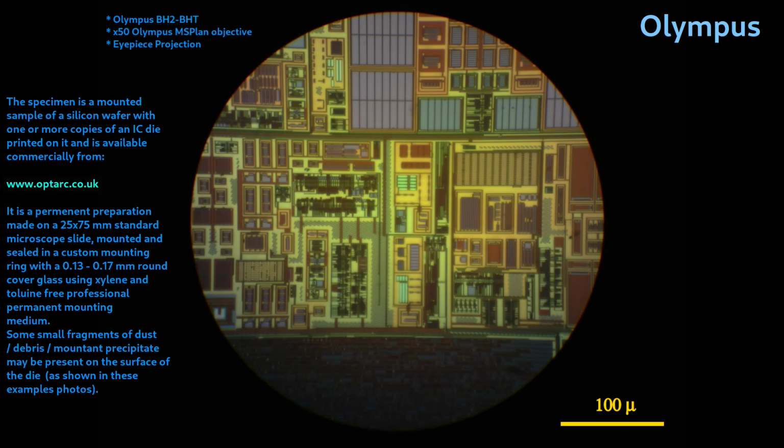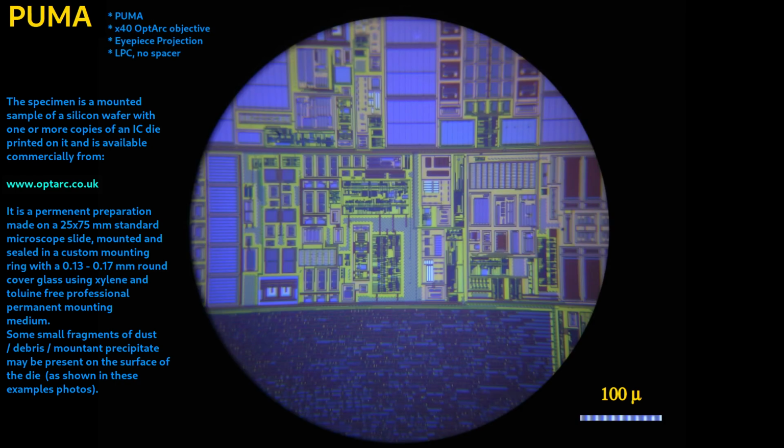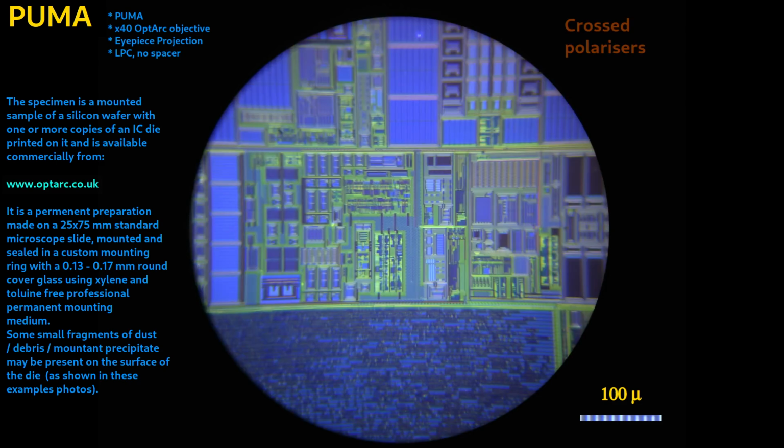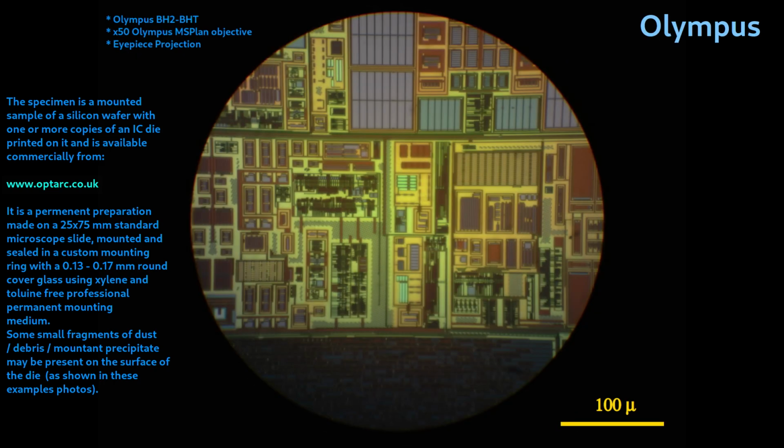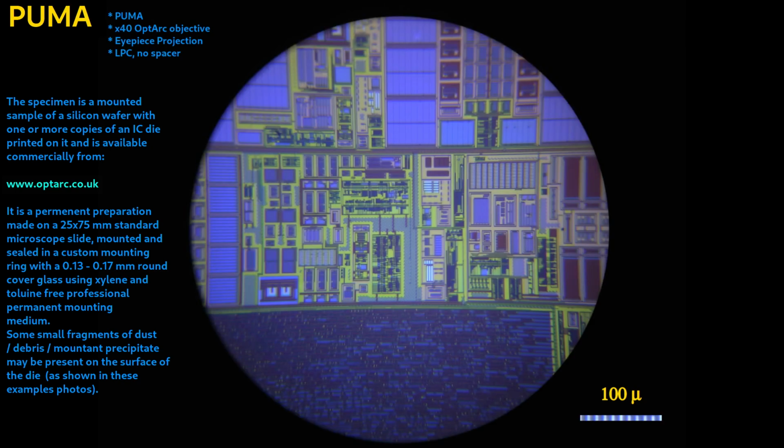In general, you can see that the Olympus MS plan objectives have superior planarity to the general-purpose Optarc plan objective. However, the even illumination across the field provided by the Olympus with its full color illuminator compares well to the even illumination provided by the PUMA epi-illuminator.